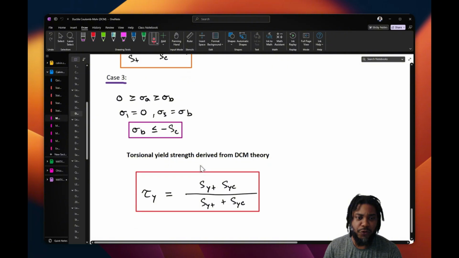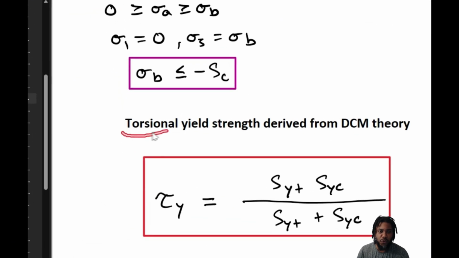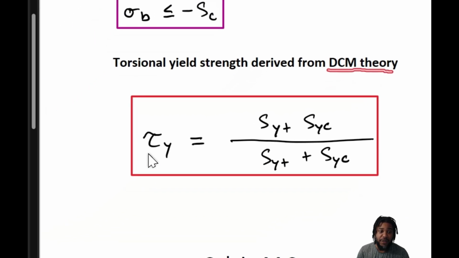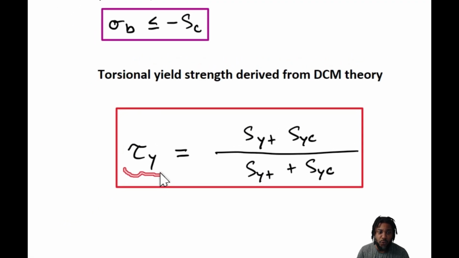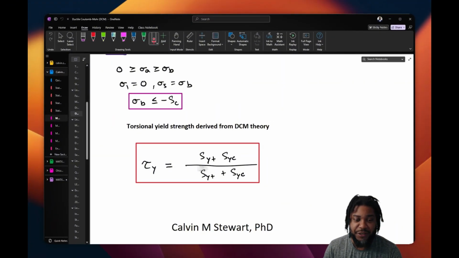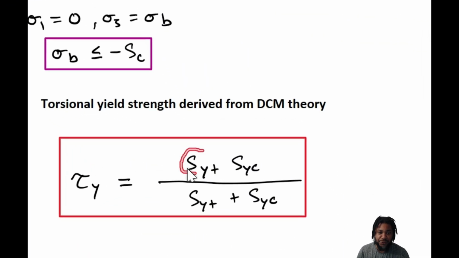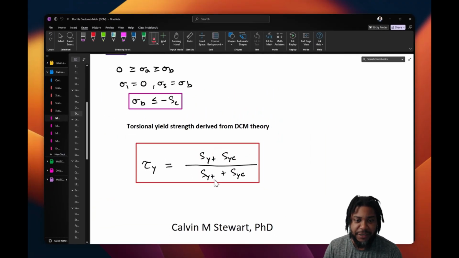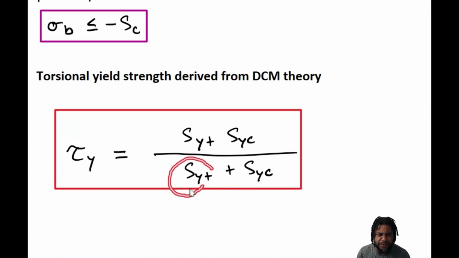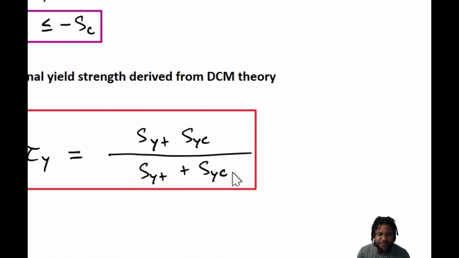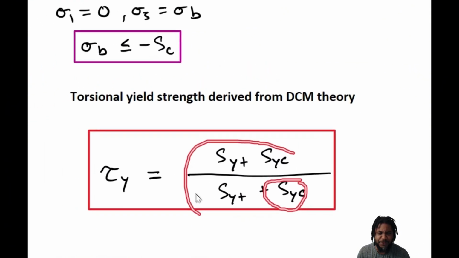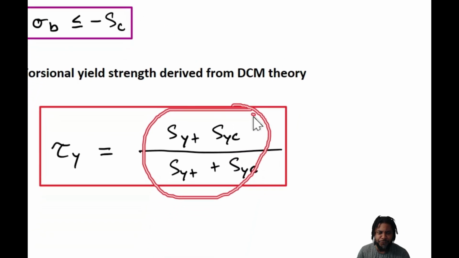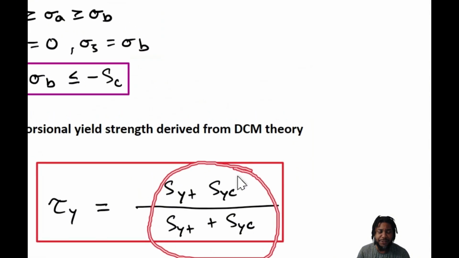If we do a little bit more work to find an equivalent torsional yield strength based on the ductile Coulomb-Mohr theory, we'll find that the torsional yield strength is equal to the tensile yield strength plus the compressive yield strength divided by the tensile yield strength plus the, well, that doesn't look right. Something is wrong with this equation. So we'll provide an updated one. I'll have an update in the comments.